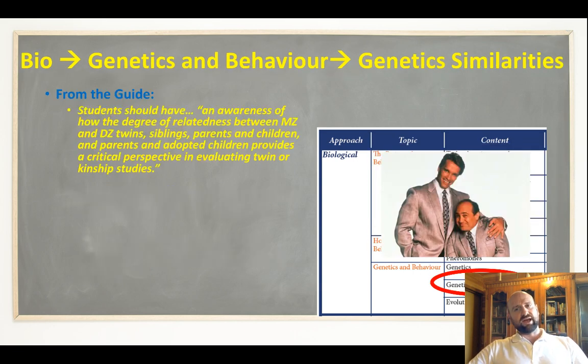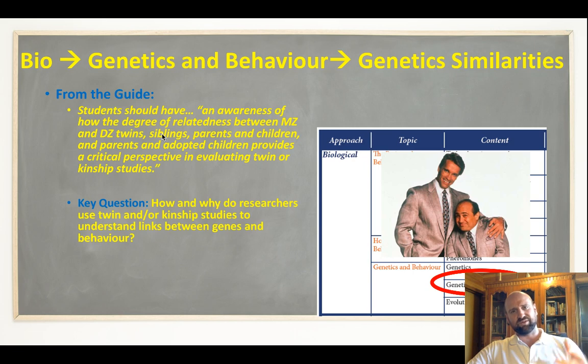Okay, genetic similarities. Now, this is a tricky one, and no one really knows how this is going to be worded in an exam, and it is pretty difficult to think of good exam questions based on this. And in fact, the IB psychology coordinator at the time of writing the guide said that this wouldn't be an examinable topic by itself, but then they later changed their tune on that, so we do have to prepare to write exam answers on this topic. I think from the guide, students should have an awareness of how the degree of relatedness between MZ and DZ twin siblings, parents and children, and parents and adopted children provides a critical perspective of valuing twin or kinship studies.